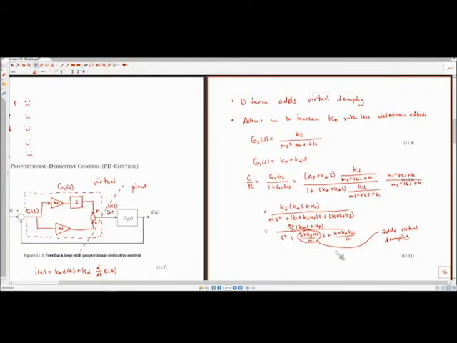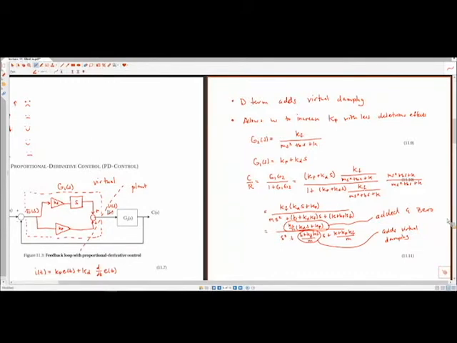Okay, so this adds virtual damping to the system. Note that we have added a 0 to the system as well. So before, if you go back to your notes, we didn't have a 0. All right, so this is an unavoidable effect of adding a derivative control term. You will add a 0 to your system. Okay, and so then from this we can start to understand some basic properties of this.